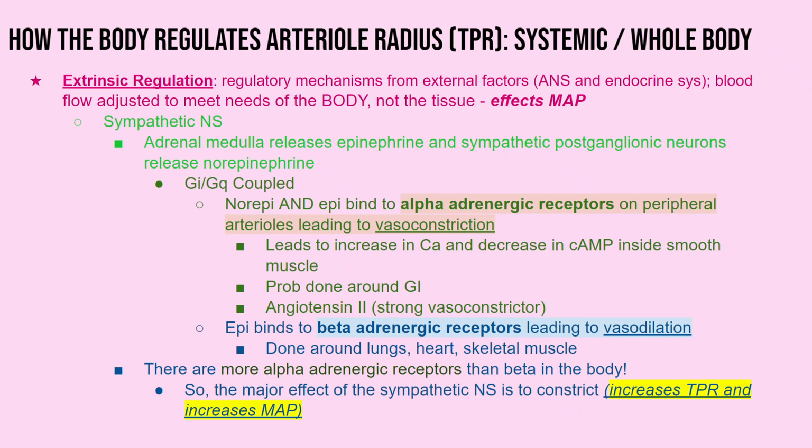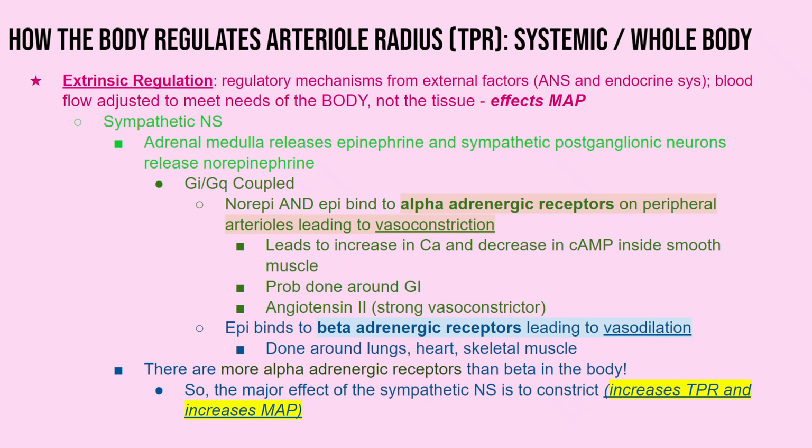The two things I highlighted on this slide are the most important takeaways. Not the yellow, the reddish and blue. It's important to understand that norepinephrine and epinephrine bind to alpha adrenergic receptors, which leads to constriction. Alpha constriction, and then epinephrine binds to the beta, leading to vasodilation.